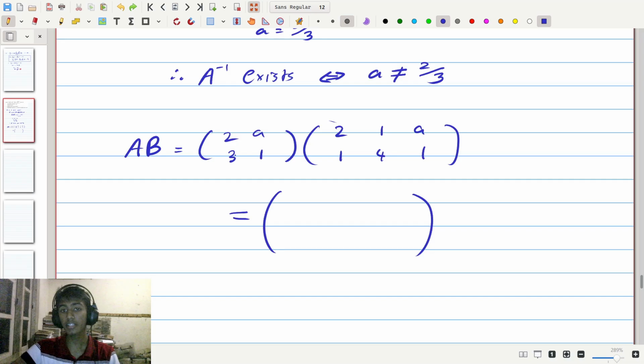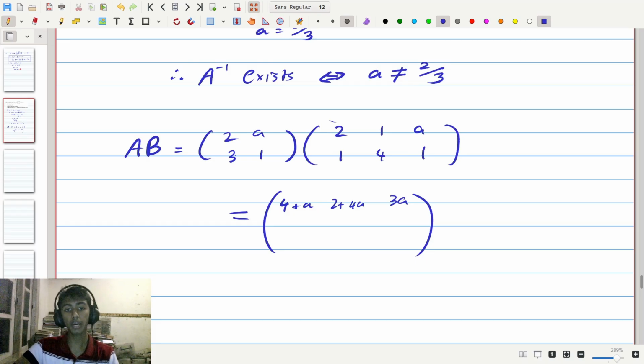Now if we start filling this in, as we know from the matrix multiplication algorithm, the first entry here is going to be 2 times 2, which is 4, plus A times 1, so plus A. The second entry is going to be 2 times 1 plus A times 4, so it's going to be 2 plus 4A. The last entry is going to be 2 times A plus A times 1, which is going to be 3A, so we have 3A here.